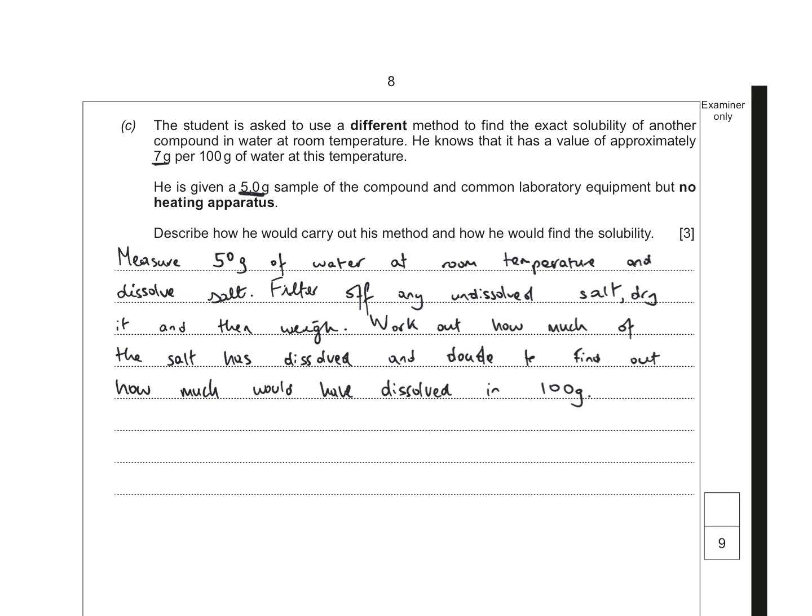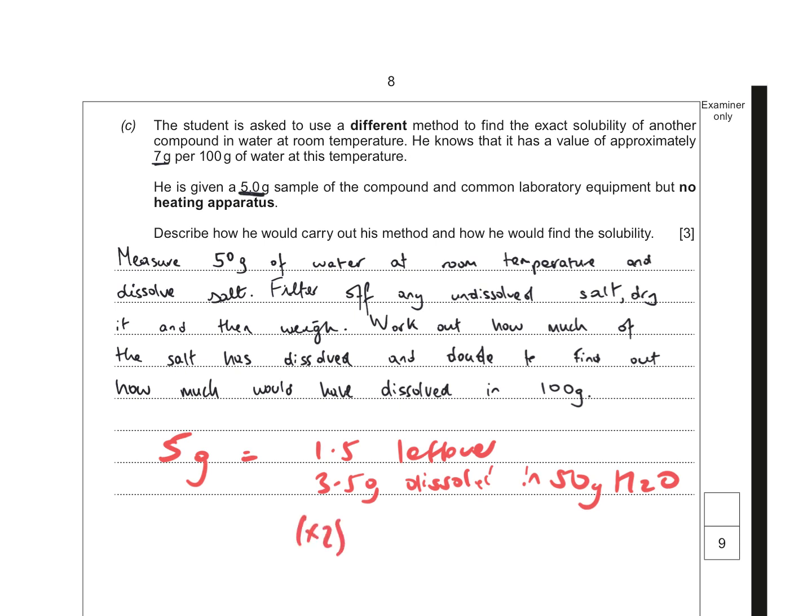So let's say that of the 5 grams we tried to dissolve, we were left with 1.5 left over. So that tells me that 3.5 grams have dissolved in 50 grams of water. So to work out in 100 grams, I'm going to double it, which means I'll get 7 grams dissolved in 100 grams of water, because I've got twice as much water, so I'm going to double it. And that's my answer there.